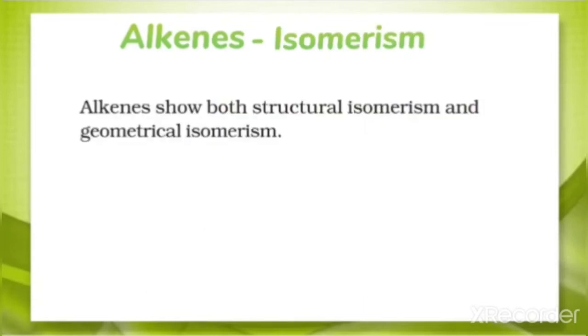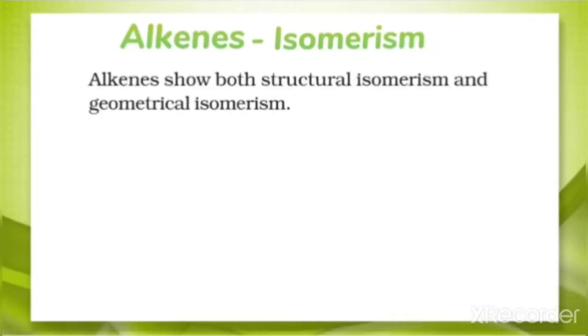Next we'll discuss isomerism. Isomerism we have already discussed: molecules having the same molecular formula but different structural formula, or the geometrical, the spatial arrangement of the groups or the atoms. So alkenes show both structural isomerism and geometrical isomerism. So let us discuss alkene isomerism, that is structural and geometrical isomerism.